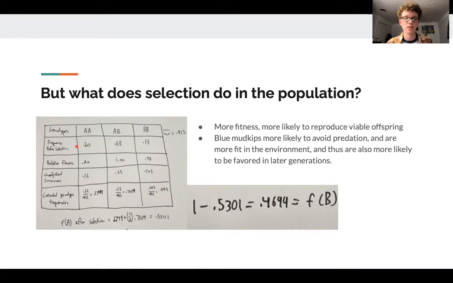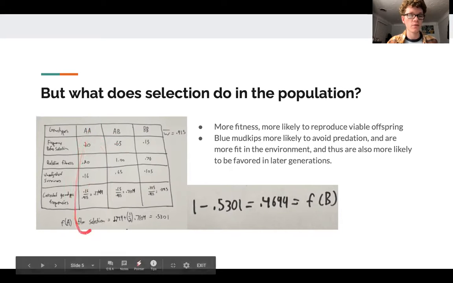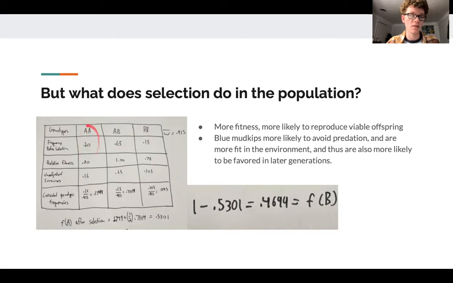Well, it means that some organisms, the blue mudkips, are going to be more fit, and it means that they're going to be more likely to reproduce viable offspring once able to do so. So we see once we go through and find out what selection actually does mathematically, that the genotype frequencies for the big A, which was the pink mudkip, they actually go down, as well as the big B, which is the green mudkip, they go down as well because they aren't as fit to the environment. They can't hide from those Pokemon trainers.